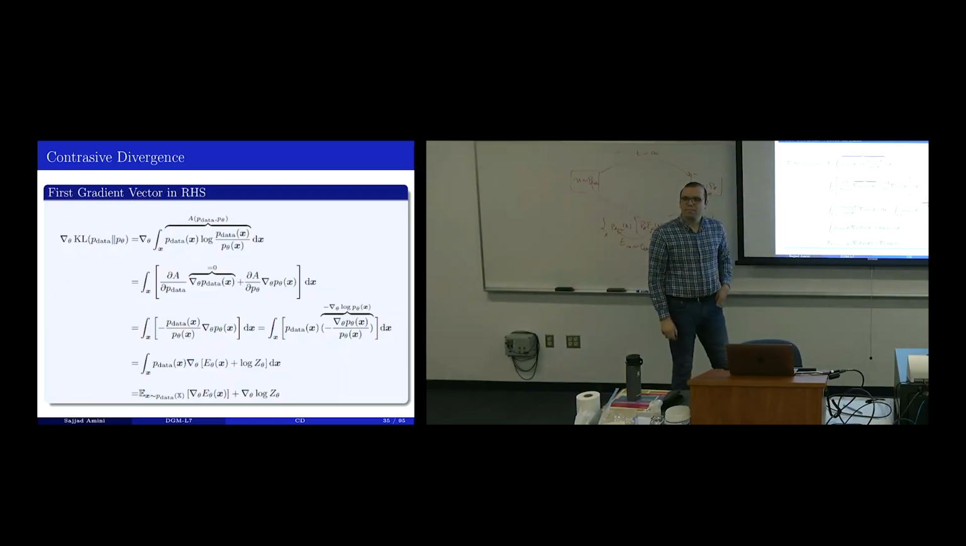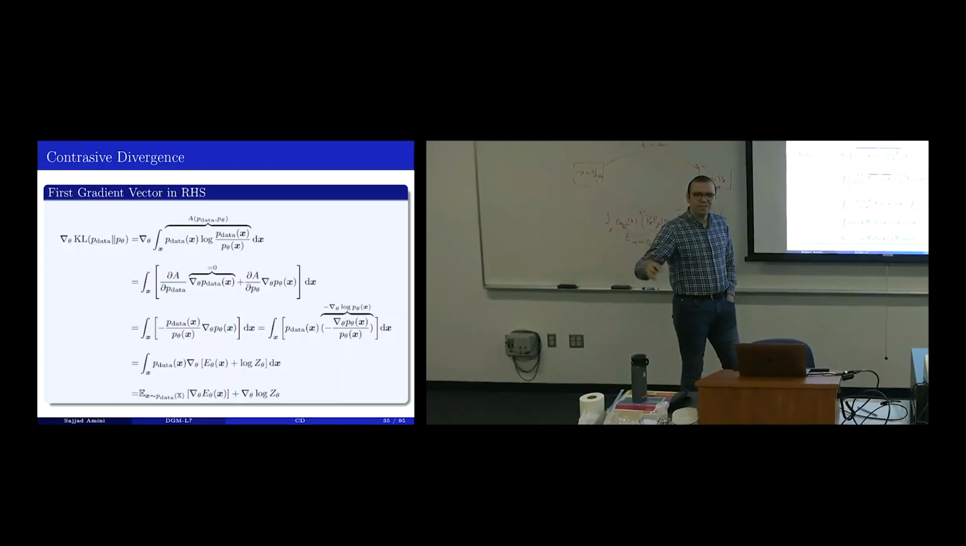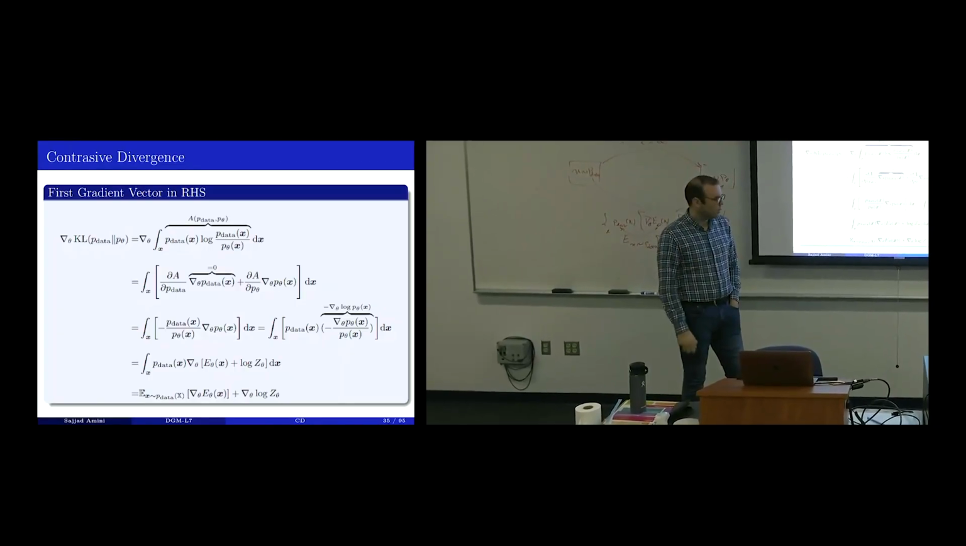Yes? When we update the theta, do we have to run the MCMC again? Yes. To calculate P? Yes, yes. Everything should be run. That's the problem, because if you want to use the first approach, every update you should go to infinity iterations and then find the true model distribution.